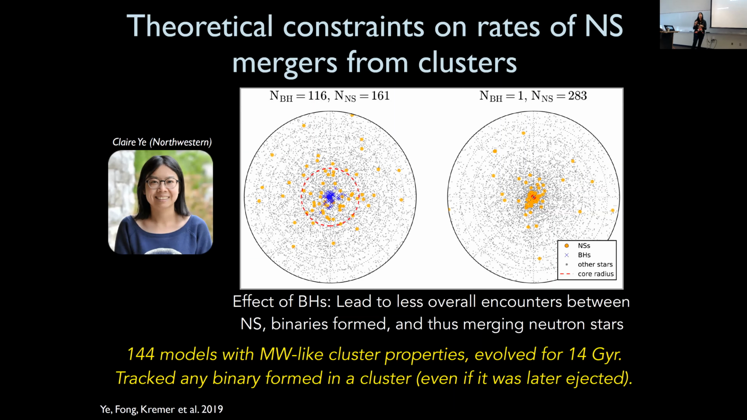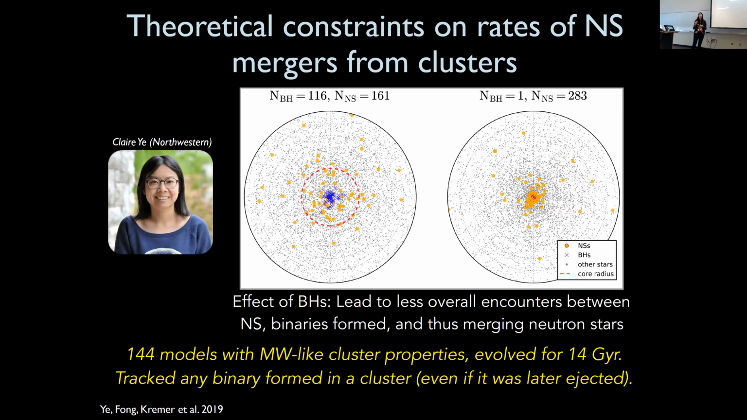So what she did is she ran 144 Milky Way-like models of globular clusters and tracked them over their full 14 Gyr evolution. Then she tracked any binary that was formed, whether it was in the cluster or ejected due to neutron star kicks. This is what she came up with, and it's a kind of confusing plot, but it's ordered by formation time. This tracks each system: this is the time of formation and this is the time of merger.